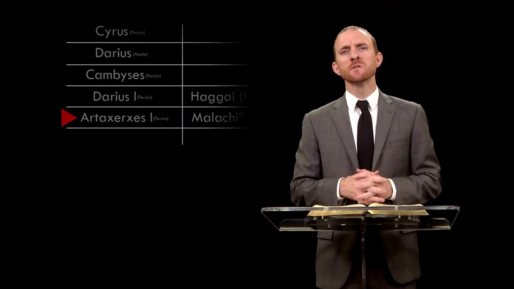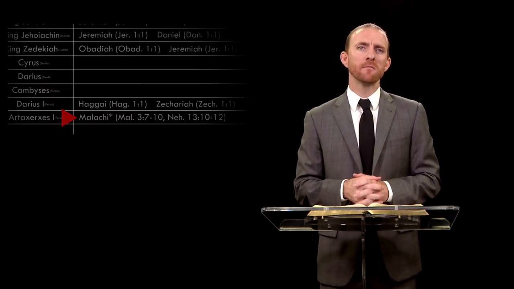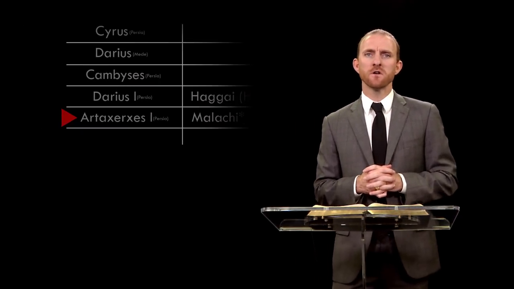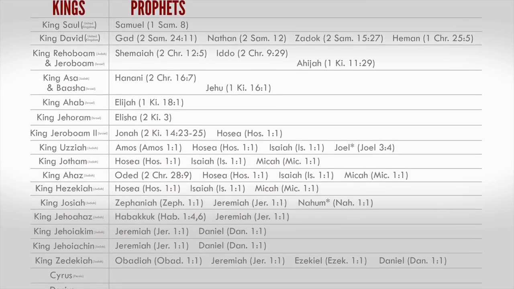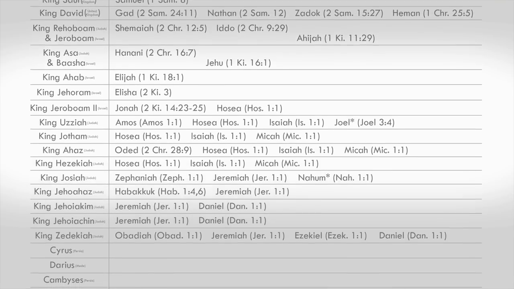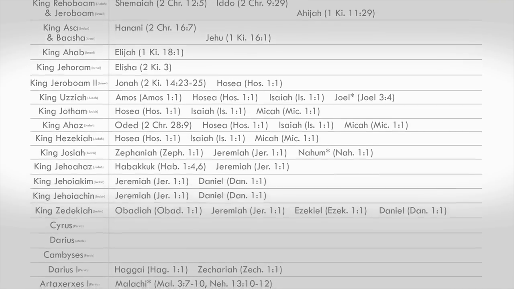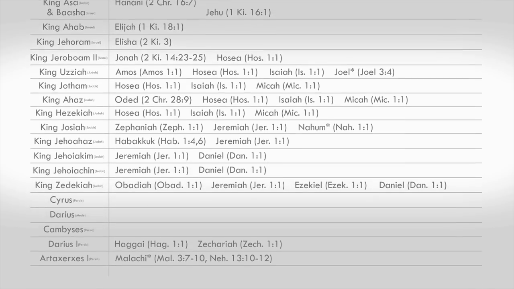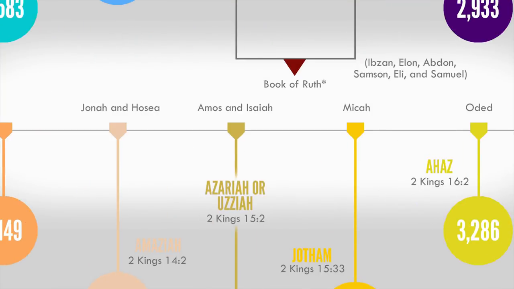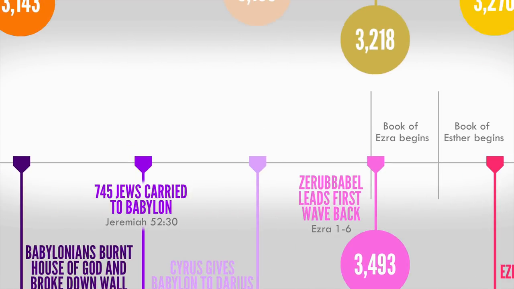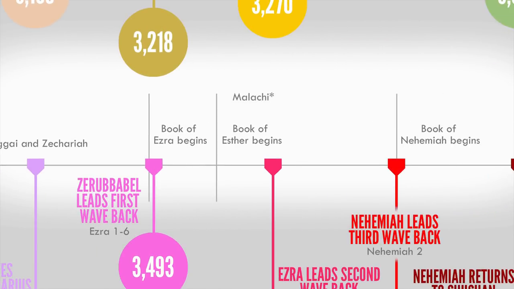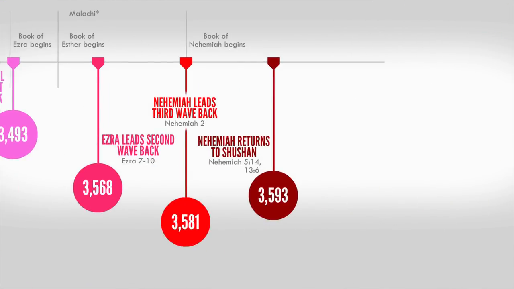For this reason, I have chosen to place Malachi last on our timeline during the reign of Artaxerxes I. We have now placed every prophet and hence every book of the Old Testament on our timeline. Though we have not technically added any additional progress in time, and therefore we are still at 3,593 years past creation, we have added a lot of information to our timeline.